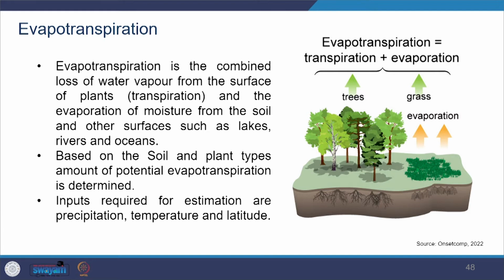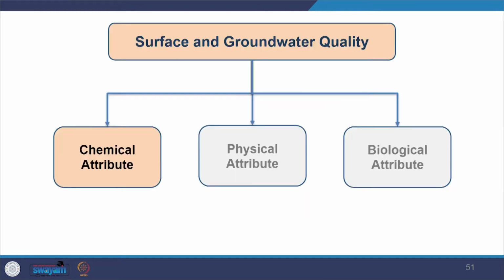So, moving on, now let us look at the concept of water quality. Surface and groundwater quality is determined by assessing three classes of attributes. First, the chemical attribute: the dissolved chemical solutes which originate from the atmosphere, soil or weathering of bedrock. We need to understand that water is never pure.